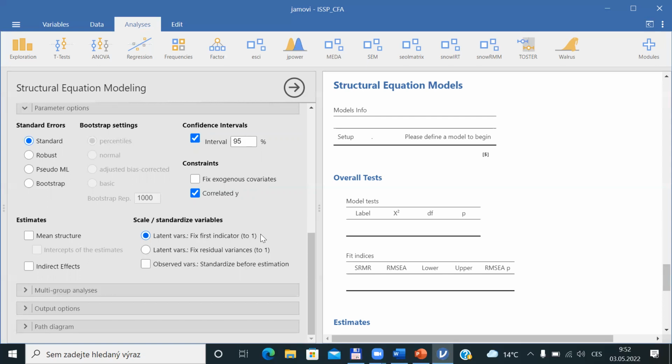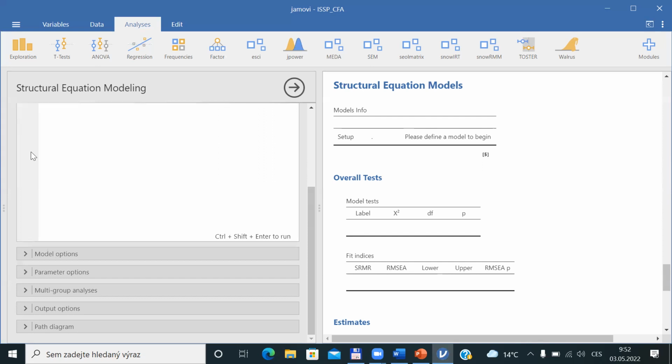So once again, it's a slight inconsistency. As in CFA, it was fixed variance to 1. And here for SEM, it's fixing to the first indicator. Once again, this is the most common option, so that's why here we will use this default. And you can also ask for standardization for all observed variables, but it's not necessary, as we can also see standardized results together with unstandardized. So it's not necessary for us to ask for this. So that's about parameter options.